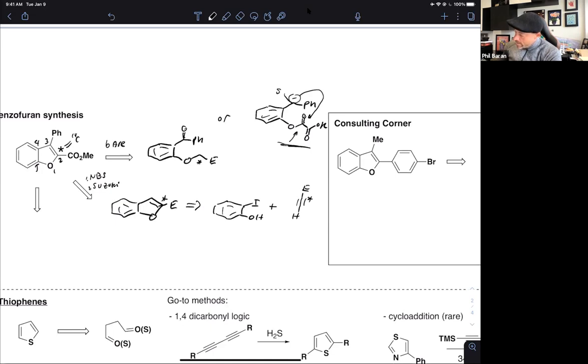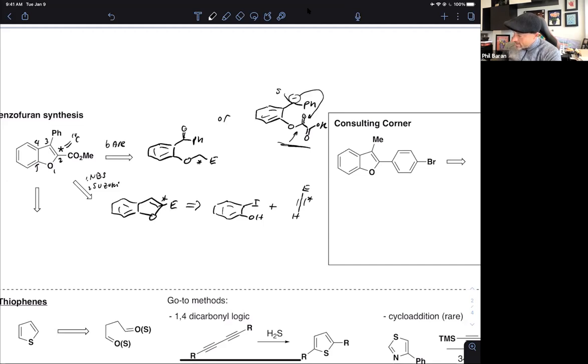Is there another bond we could break? We have already broken 2,3. We've broken 1,2 via the Larock type. Is there another bond we can perhaps break? 4,3 could possibly work.